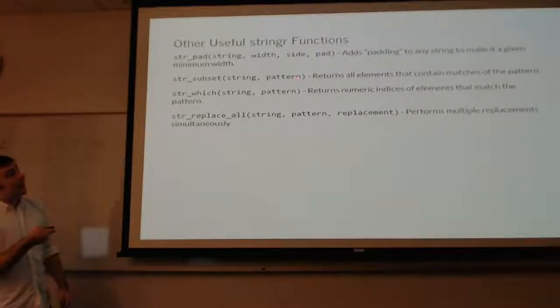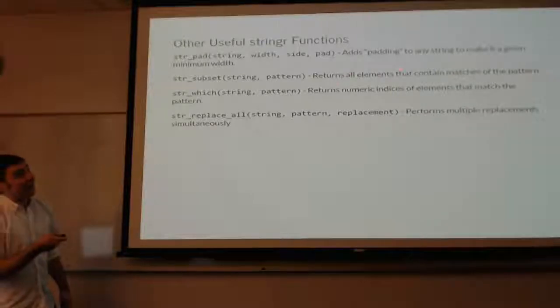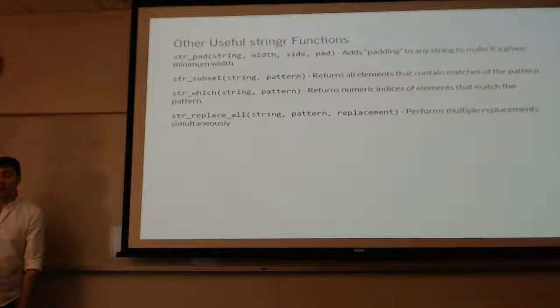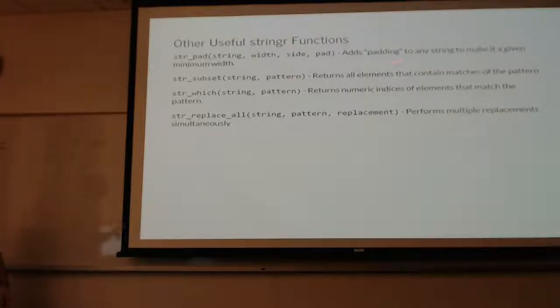Given a string and a pattern, this will return the actual elements that contain matches. So before we used string detect, which returns a logical vector; this will return a vector of the actual matches themselves. So instead of trues and falses, you get whatever those matches really were, the actual values.